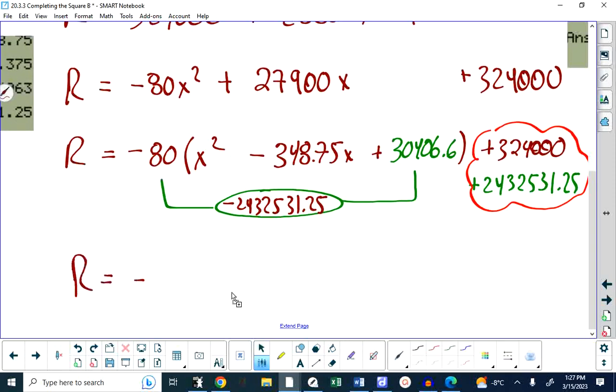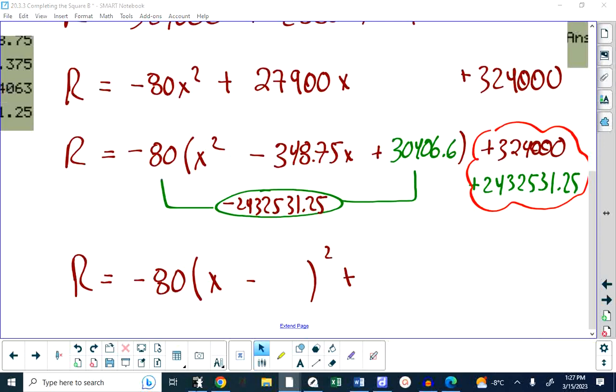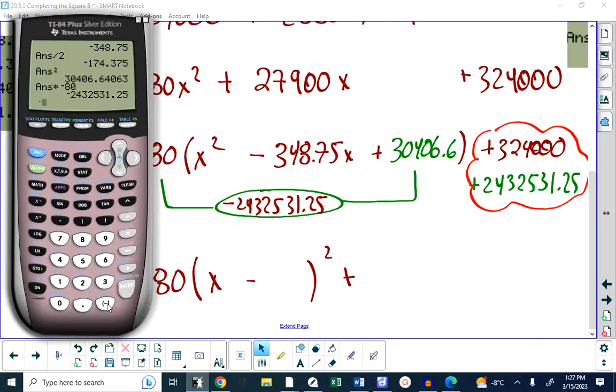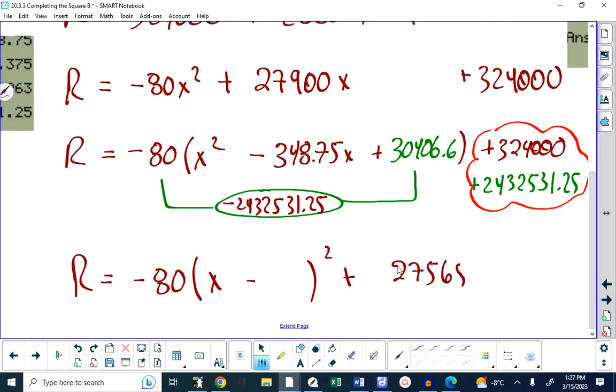Cleaning this up, I can write negative 80, which the fact that a is negative 80 has nothing to do with solving the problem. It just tells us the parabola is upside down, which has a maximum. X minus something squared plus whatever this sum is. I have to take that number and add the 324,000, and I get 2,756,531.25.